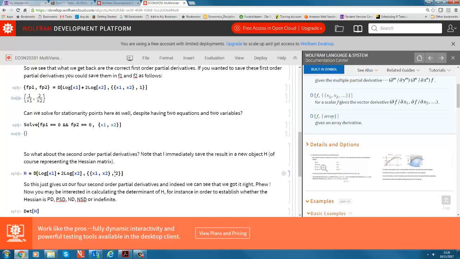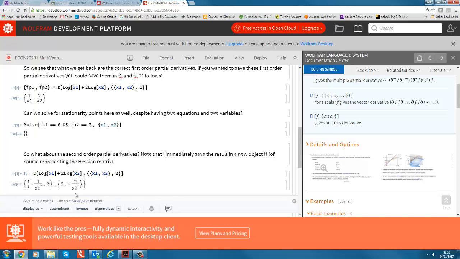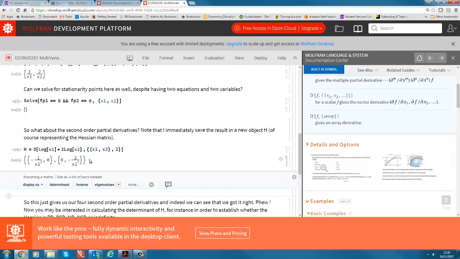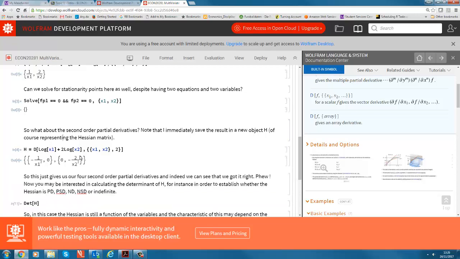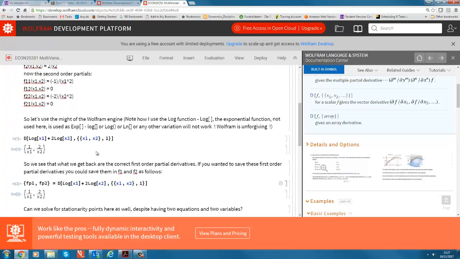So let's do this. And what you see here is a result. And we have four results, basically. And we know that because we have four second order partial derivatives, f11, f12, f21, and f22. And here they are, f11, f12, f21, f22. And they're all saved in h. And of course, these results are again exactly the results which we know to be true for this particular problem.